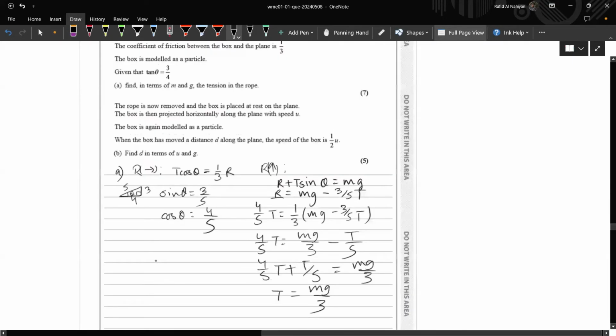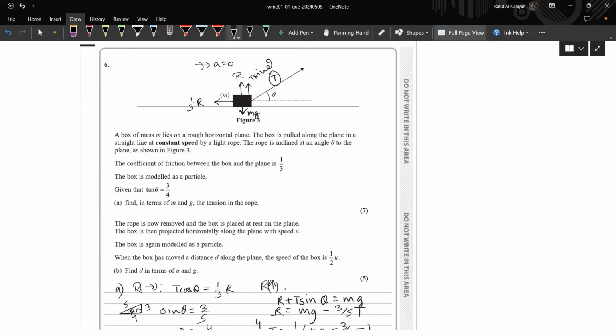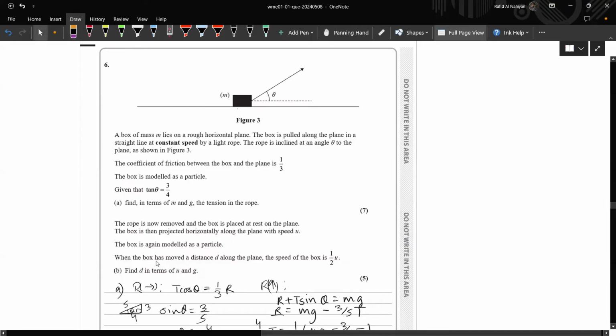And the next part says the rope is now removed and the box is placed at rest on the plane. Okay, now the box is then projected horizontally along the plane with speed u. So let me just remove all these forces since they're not there anymore. I'm just going to rewrite them.